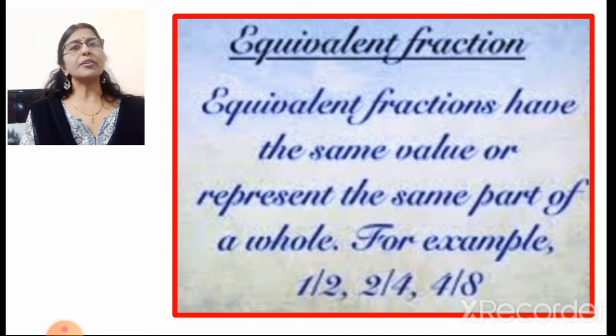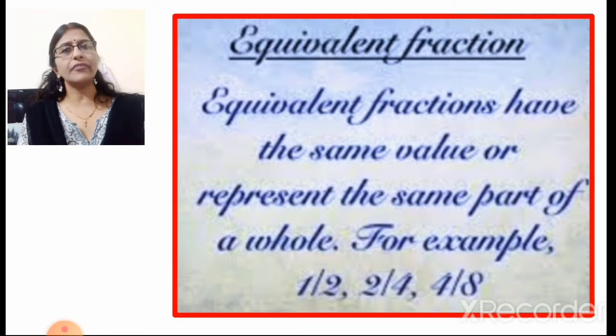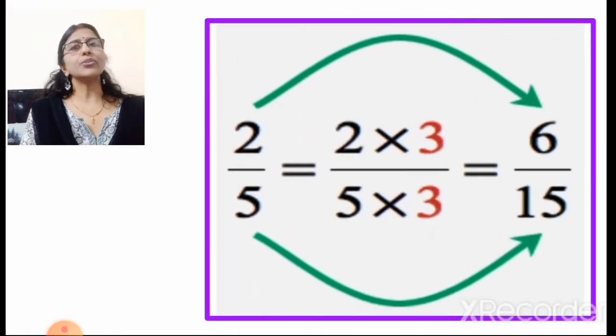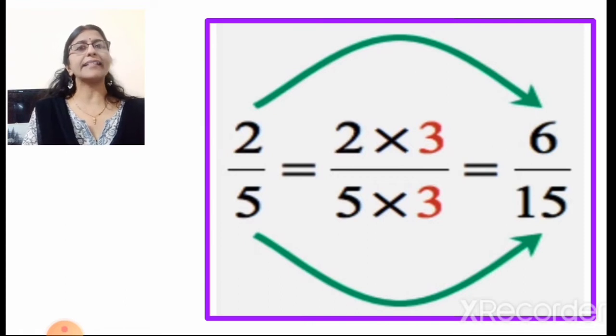Now you have learnt about equivalent fractions in 6th standard. So let us see some examples of it. Now the first example is 2 upon 5. So you have to find out a fraction which is equivalent to 2 upon 5. So when we find out equivalent fractions, you have learned either you have to multiply or divide by the same number. The numerator and the denominator of the fraction should be multiplied or divided by the same number.